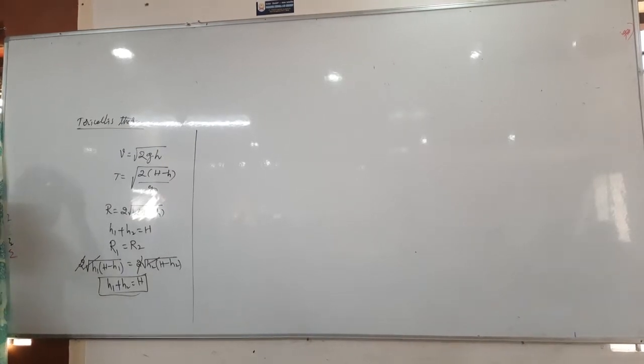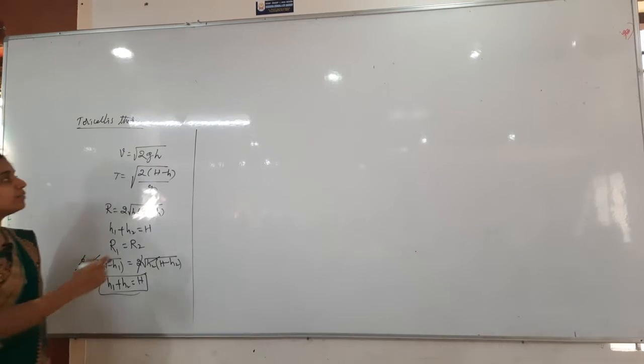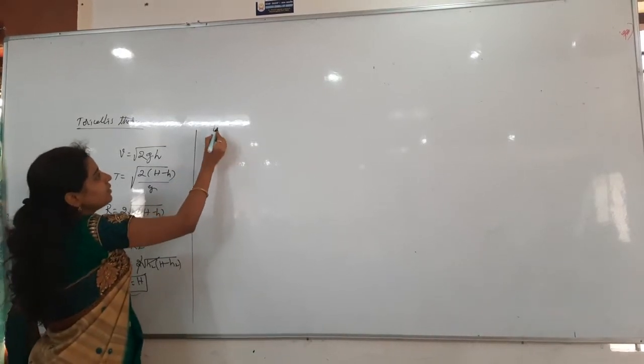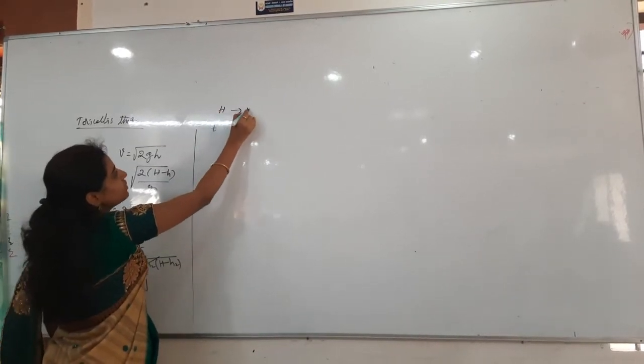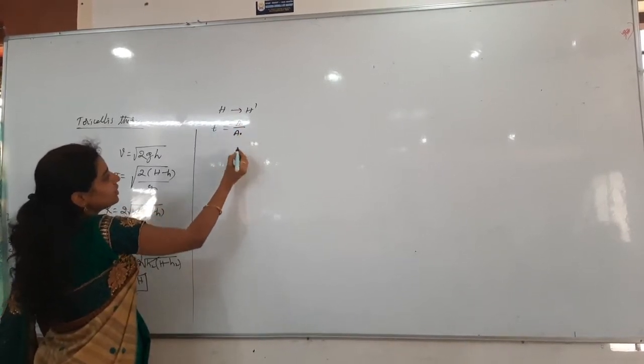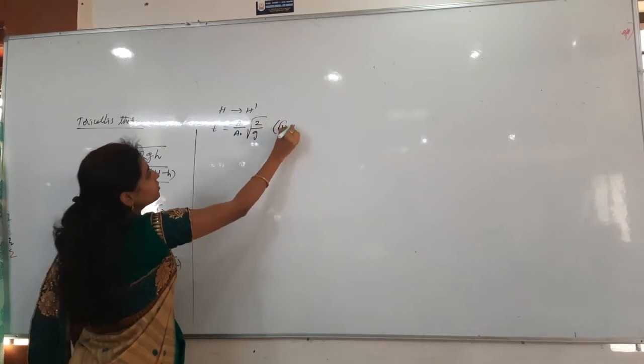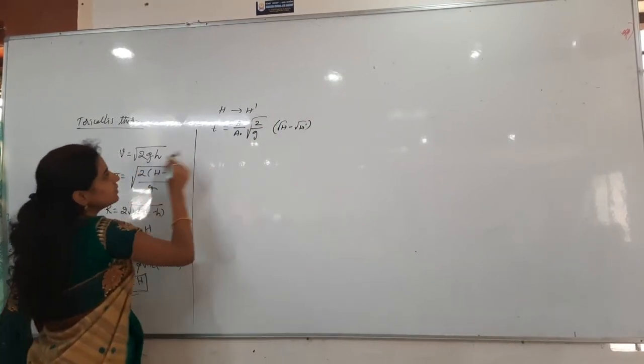What is that? Time taken. Time taken to empty the tank from H to H dash. What is the formula? T is equal to A by A naught into under root 2 by g, root H minus root H dash.